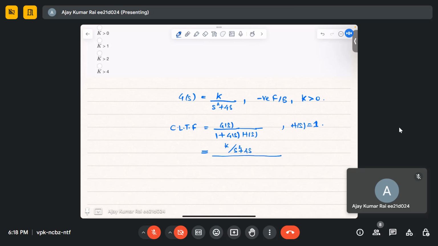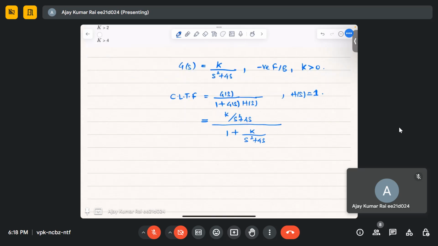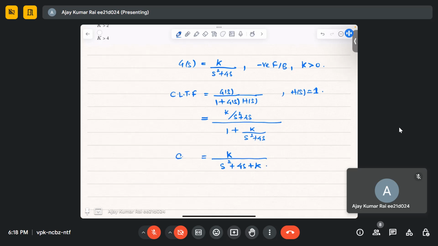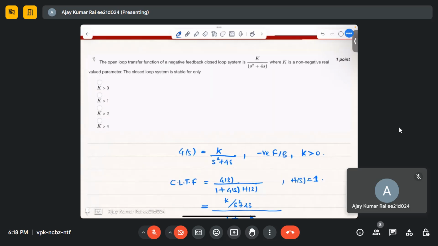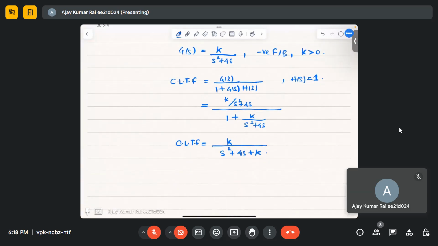Okay, K by s square plus 4s plus 1, plus K by s square plus 4s. Okay, so this is K by s square plus 4s plus K. So it's very simple. This is the closed loop transfer function. And how to get the stability, how to confirm the stability?